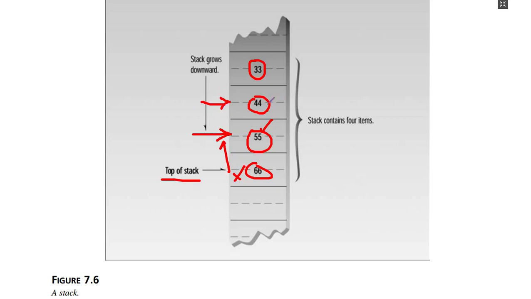If you access this number and you say again I want to push another number, it would simply overwrite 55, and then the top of the stack would be this location, and the number would be written over here, and so on. The stack can grow again as well.